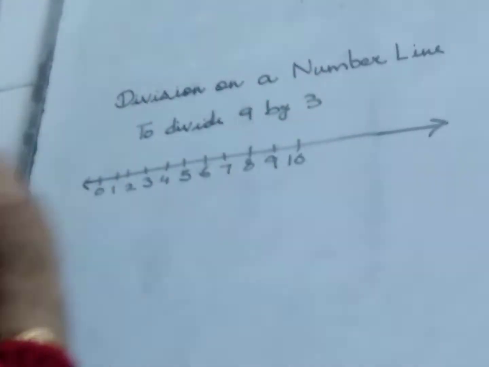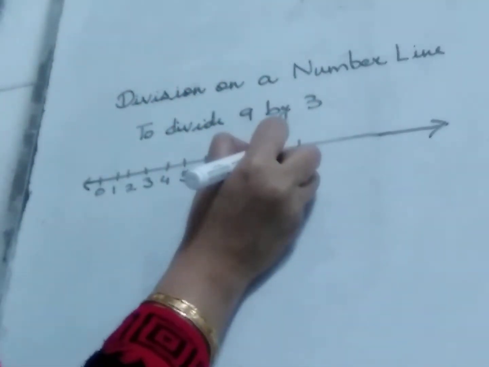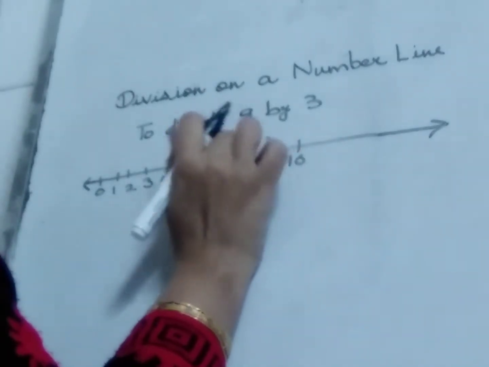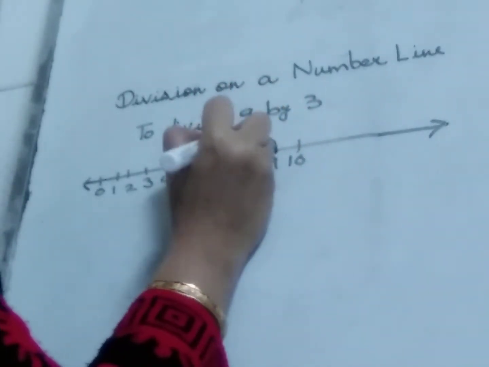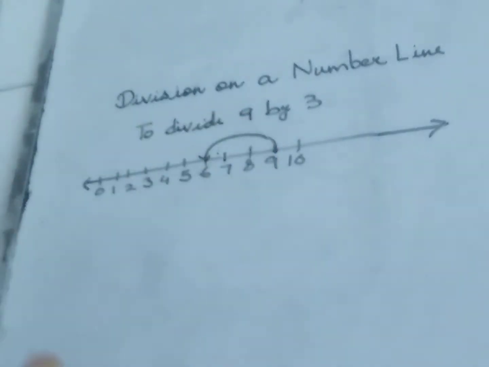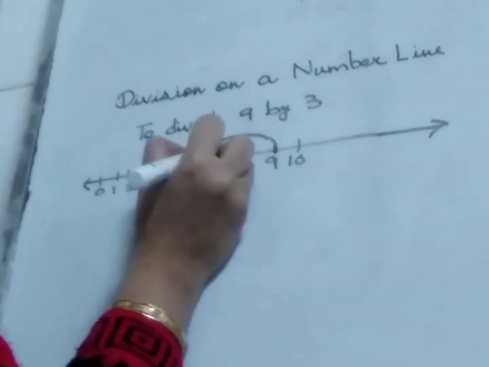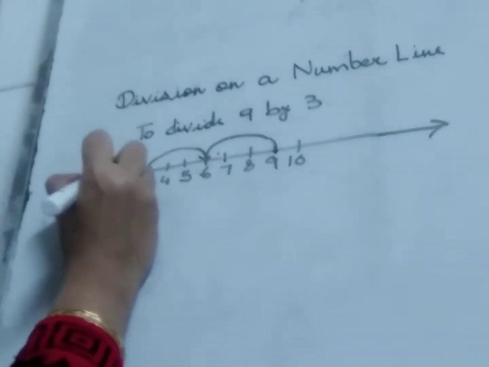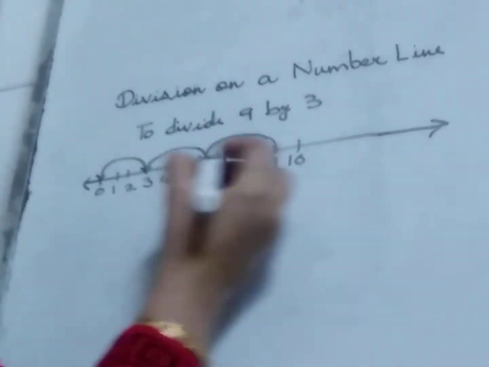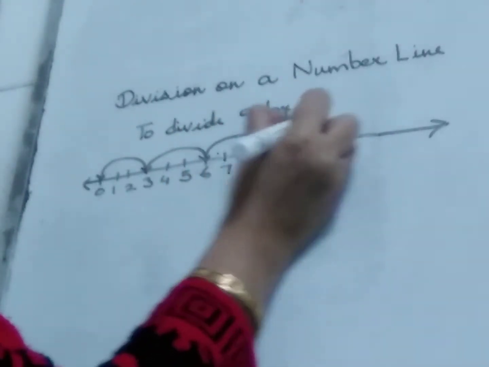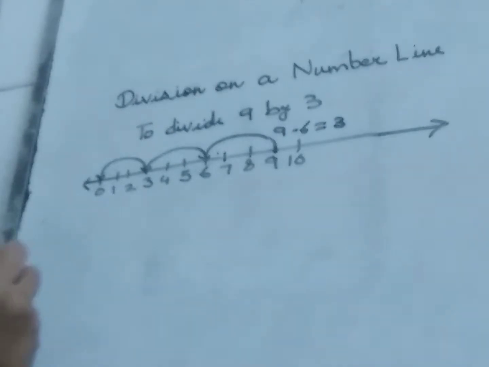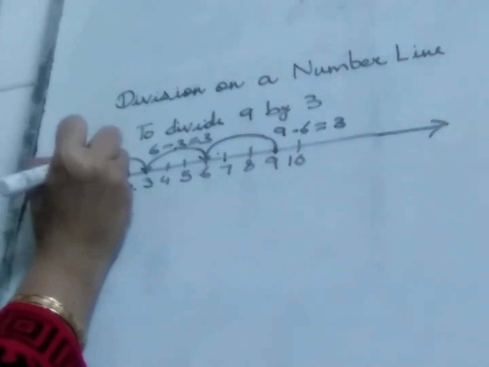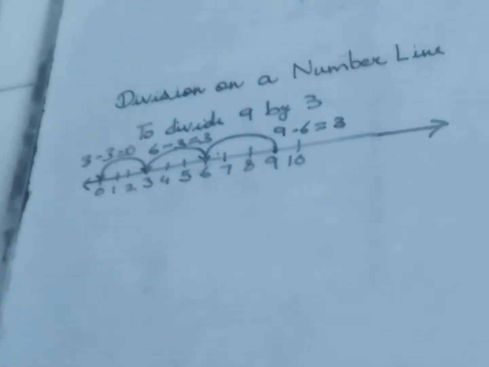Now to divide 9 by 3, start on 9, jump backwards 3 steps at a time. 9 to 6, 6 to 3 and 3 to 0. Now let us look at the repeated subtraction. 9 minus 3 is equal to 6, 6 minus 3 is equal to 3, and here also 3 minus 3 is equal to 0.